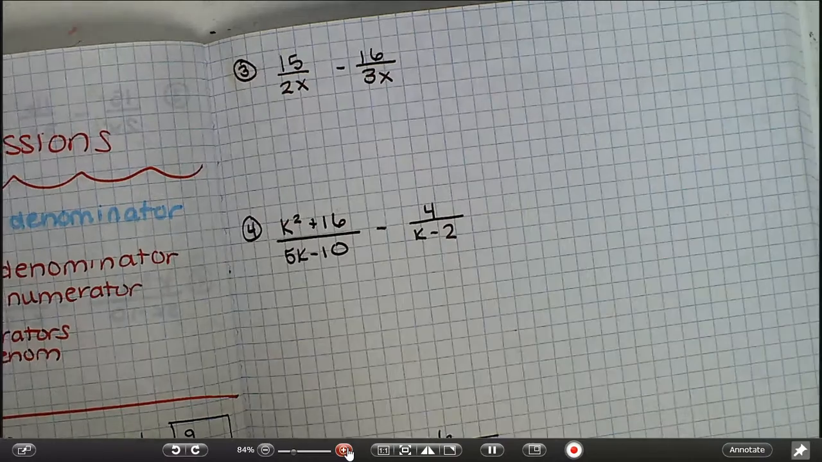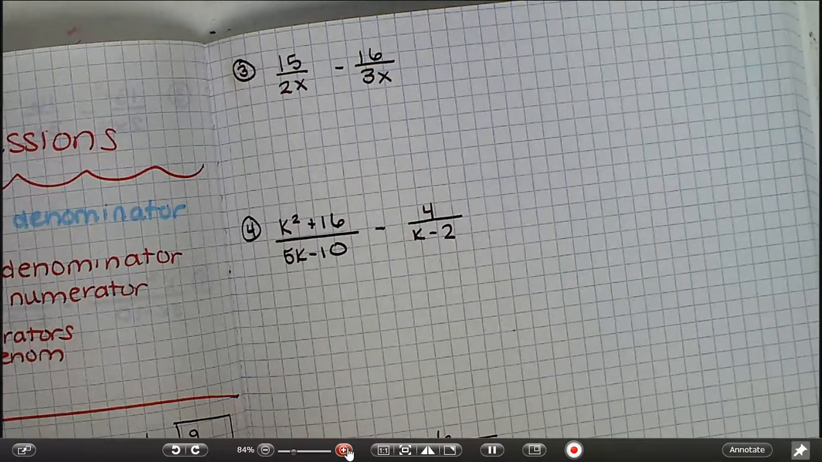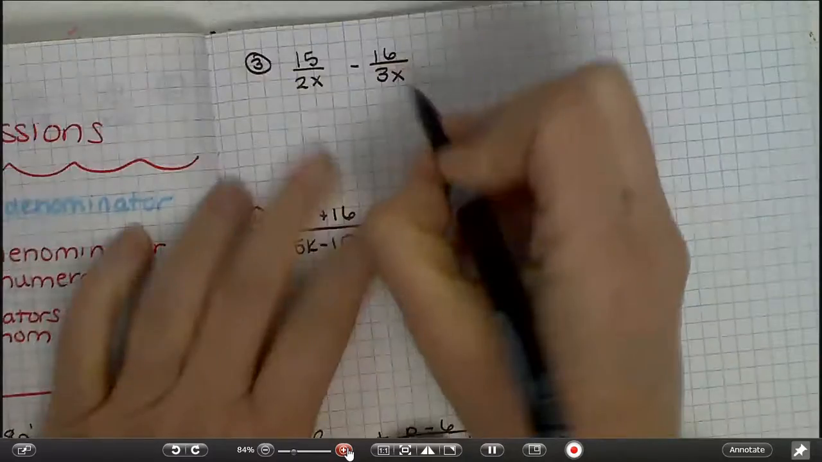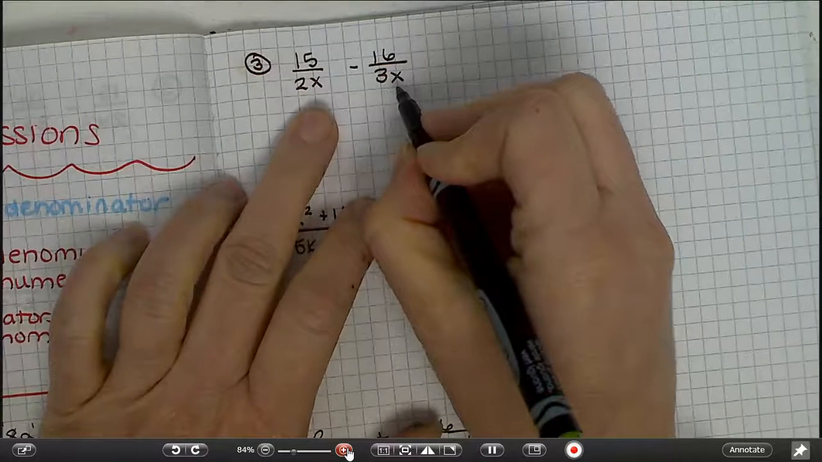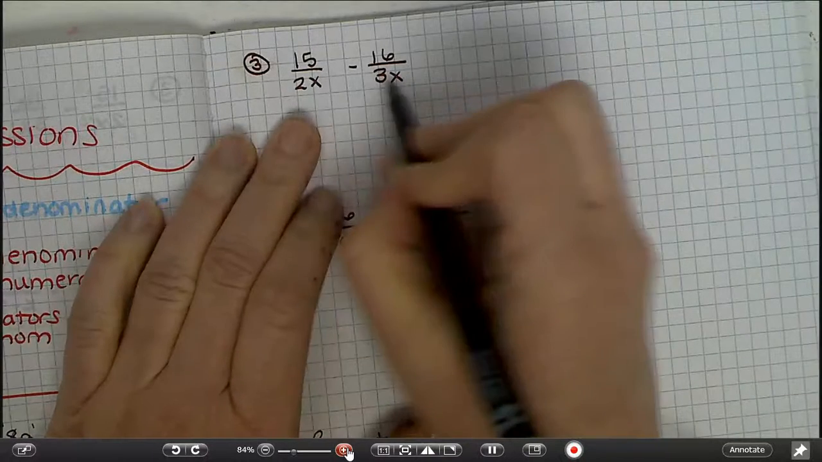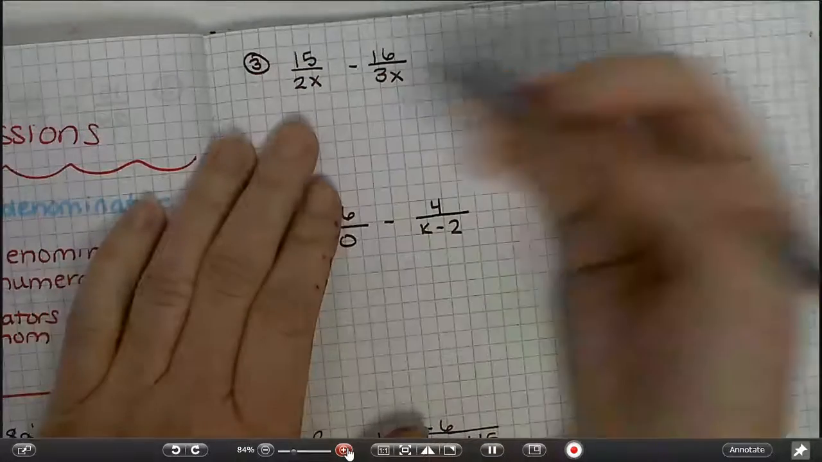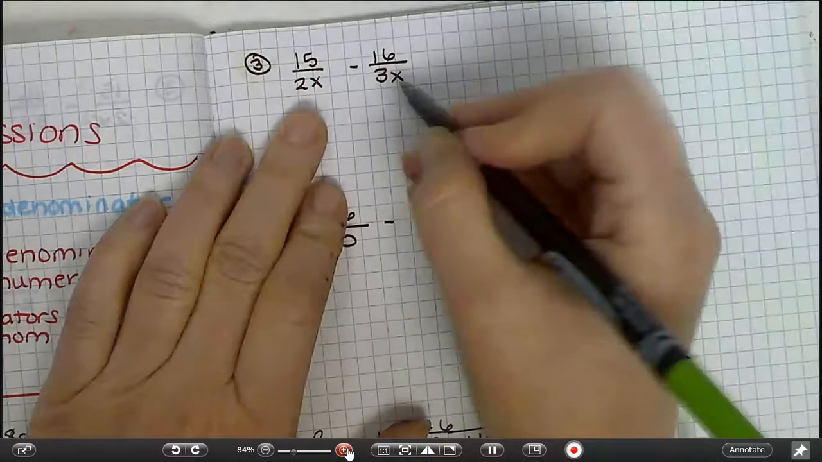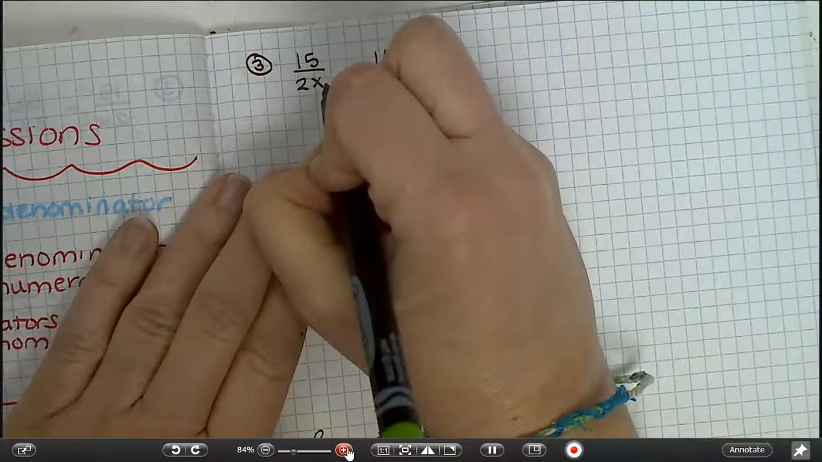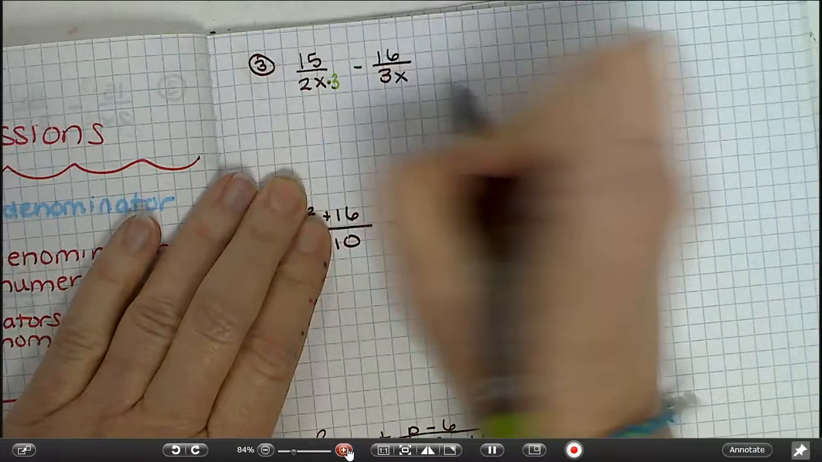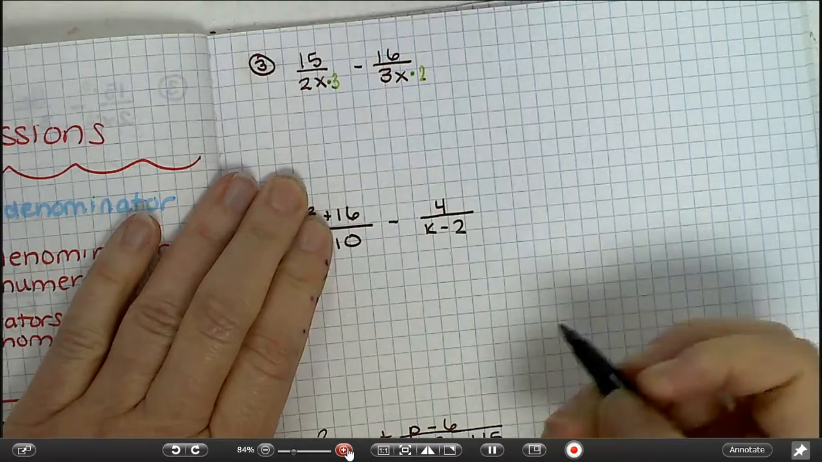All right, so we have 2x on one and 3x on the other. The good news is that we have x for both, so we don't need to have more x's, but we do need the numbers to be the same. So the first thing that pops into my head is to make them both 6x. Over here, that means I need to multiply it by 3. And over here, it means I need to multiply it by 2.